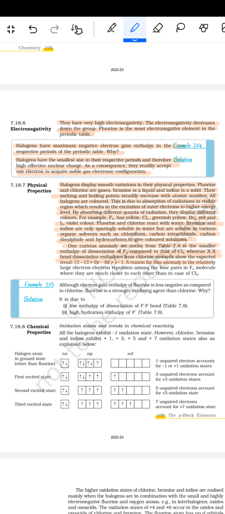A reason for this anomaly is the relatively larger electron-electron repulsion among the lone pairs in the F2 molecule, where they are much closer to each other than in the case of Cl2. Example 7.15: the electron gain enthalpy of fluorine is less negative as compared to chlorine, yet fluorine is a stronger oxidizing agent than chlorine. Why? It is due to the low enthalpy of dissociation of the F-F bond and the high hydration enthalpy of F minus. Now the chemical properties.